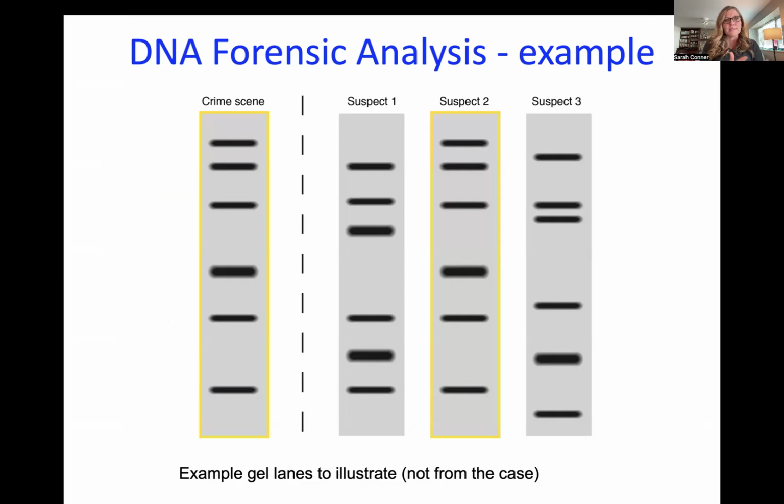This is not from the case, but you have a crime scene, and then you would have suspect 1, 2, and 3. And if you look at the crime scene versus the suspects, the one in the middle, the one in yellow, is the one that actually would be the suspect, the crime scene person. And so that's kind of how it works.